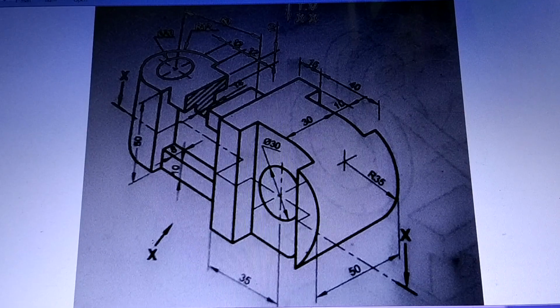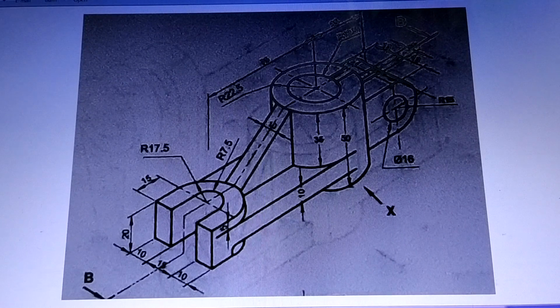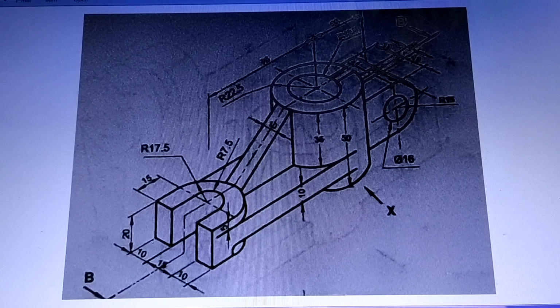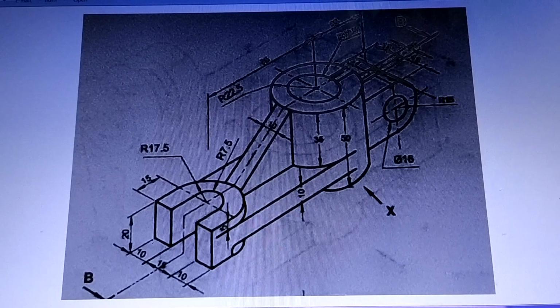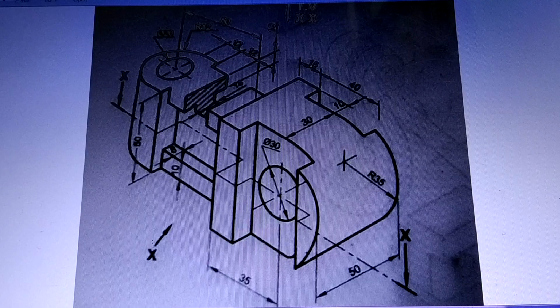Problem number 3, problem number 2 and problem number 1. Two views of each: one is a sectional view and the other is a normal view. So this you will see in the description. So today we have learnt different rules related to sectional orthographic projections. So this was problem number 1, problem number 2 and problem number 3.